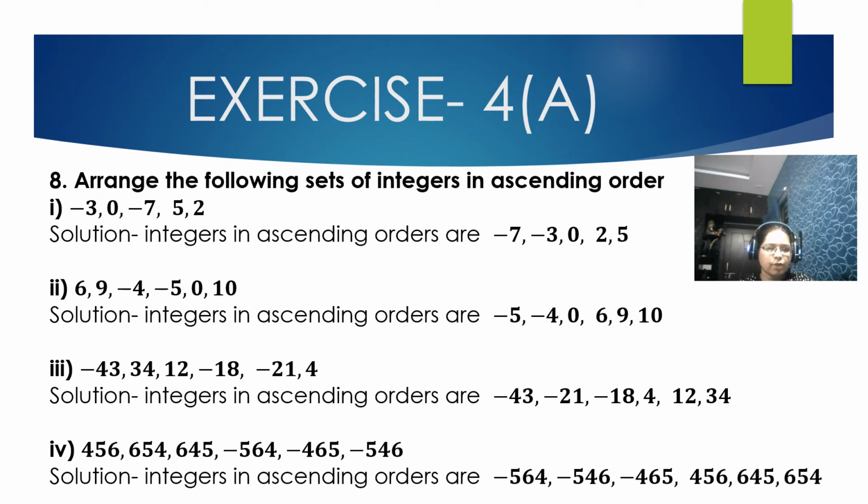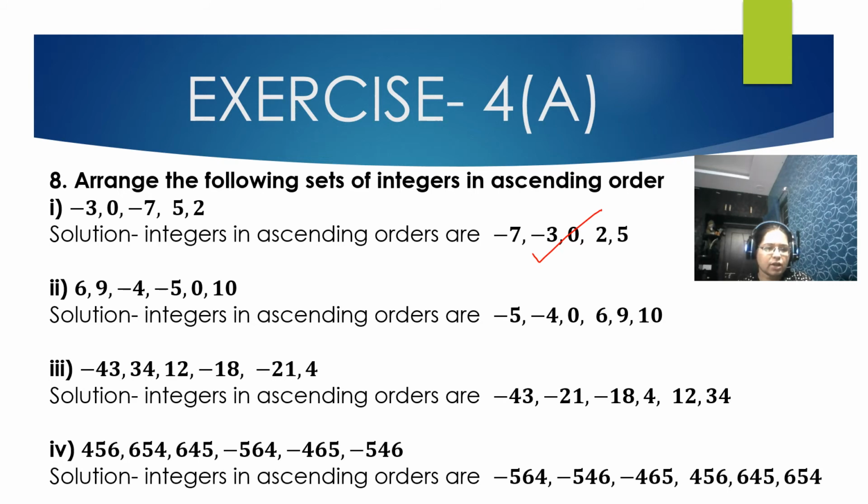then 2, then 5. As we know, negative integers are always less than the positive integers, and negative integers are always less than 0. So minus 7, minus 3, 0, 2, 5. These are the integers arranged in ascending order from smallest to greatest.